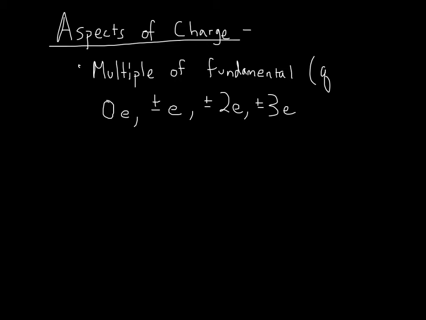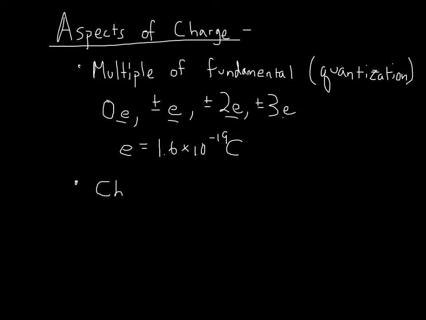Always some kind of integer multiple of the fundamental charge. We call this quantization of charge. Charge always exists in some discrete multiple of this fundamental charge E. Remember that E is equal to 1.6 times 10 to the negative 19 coulombs. And because charge is quantized, this means that the charge before something happens, some kind of chemical reaction maybe, all the charge before a reaction is equal to all the charge after. Charge does not disappear.